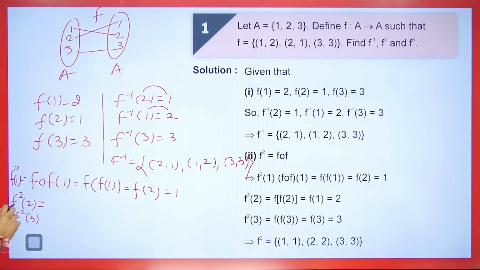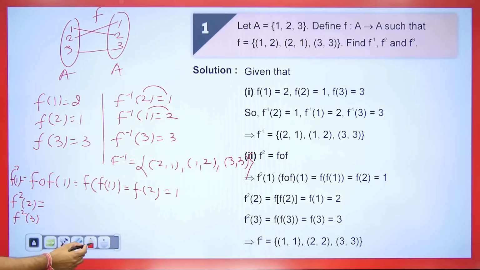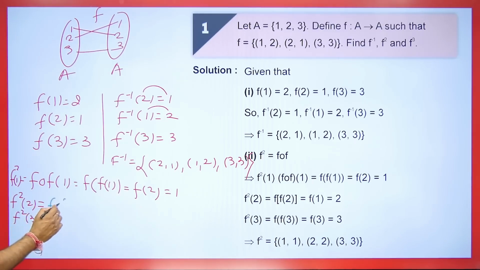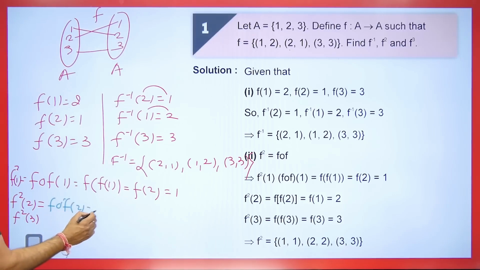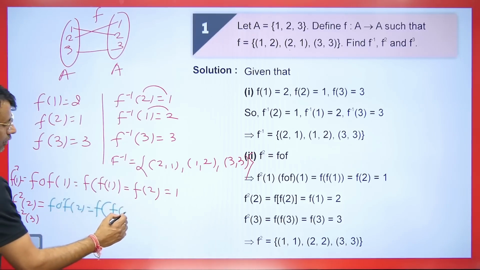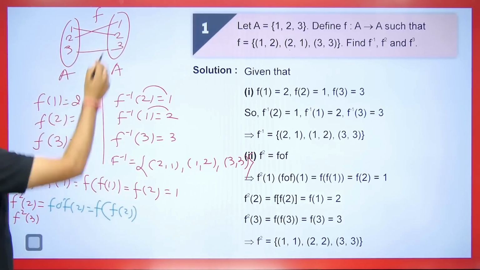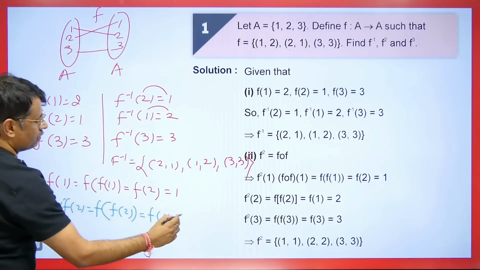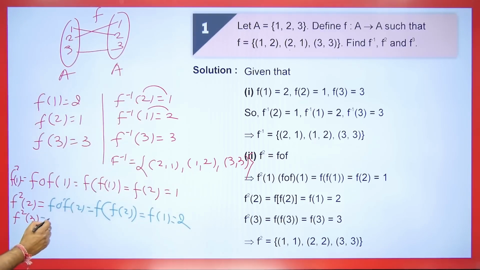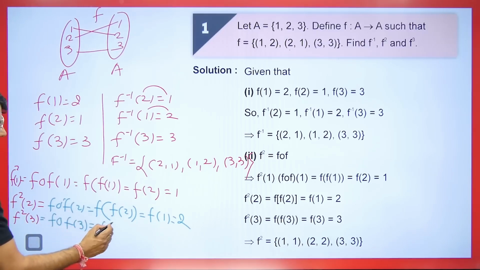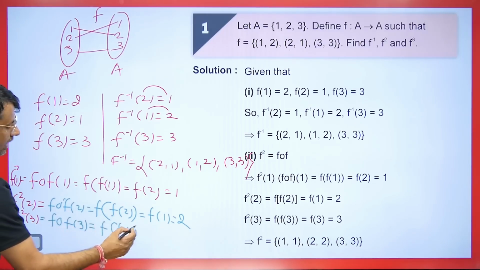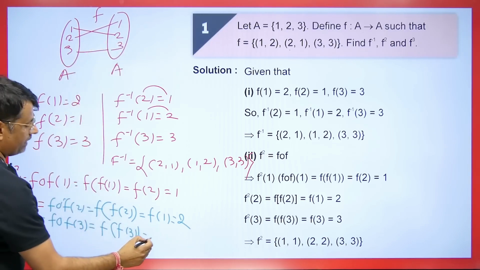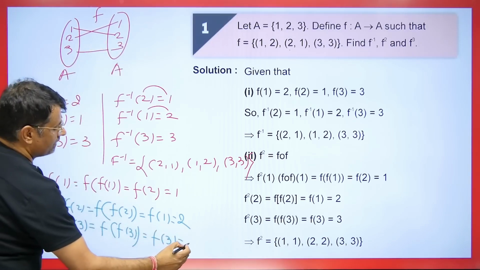If you will be asked about f square 2, then I will change the color here so that it will be easy to understand. So see here we will get f of f2, right? So then I can write this as f of f2. Is it right? So where is the value of f2 going? So f2 maps to 1 and f1 maps to 2, right? We'll discuss the same type here. This will be f of f3. So now f3 is mapping to where? 3. So this is mapping back to 3. So is this correct or not?